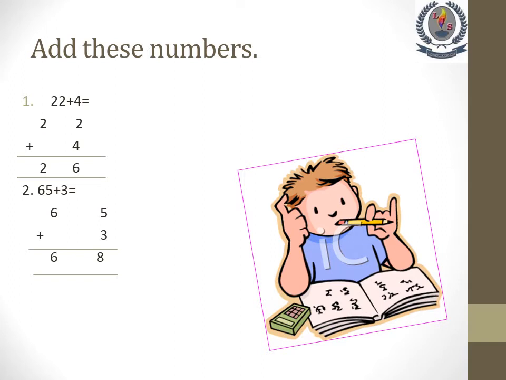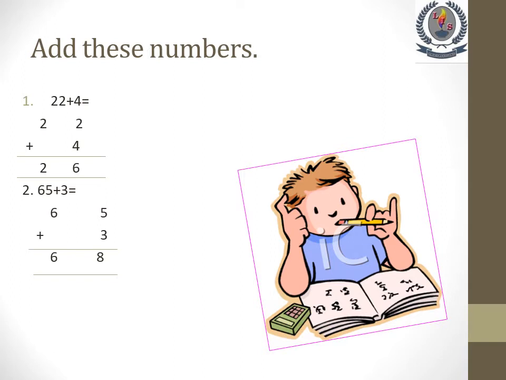Add these numbers. You have been given two questions here. First one, 22 plus 4. Here you can see on one side 2 ones plus 4 ones, it's equal to 6 ones. After that you go to the tens place. In the tens place you can see here only one number, it's 2. Then 2 tens plus 0 tens is equal to 2. The answer is 26.